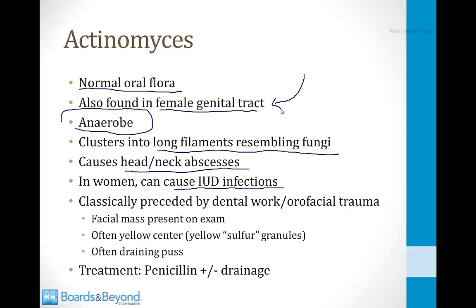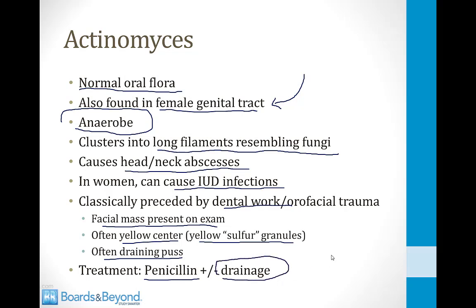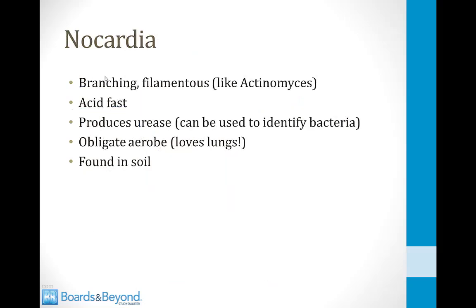The classic description of actinomyces infection is to have someone who's got dental work or trauma to the face and then has a facial mass present on exam. It often has a yellow center because this bacteria tends to form yellow sulfur granules, and it's often draining pus. And this can be treated with penicillin, and you usually also have to drain the abscess to get the bacteria to completely clear.